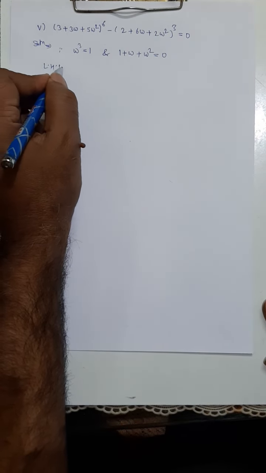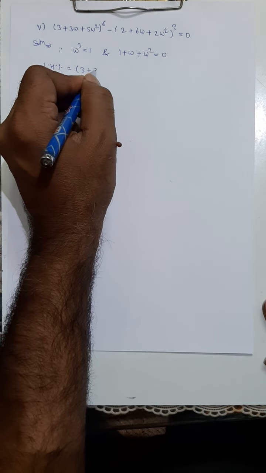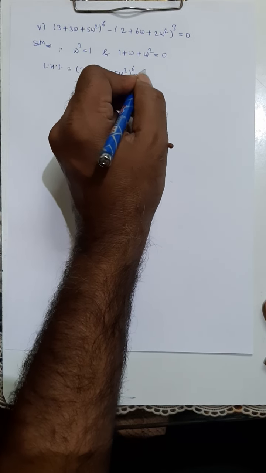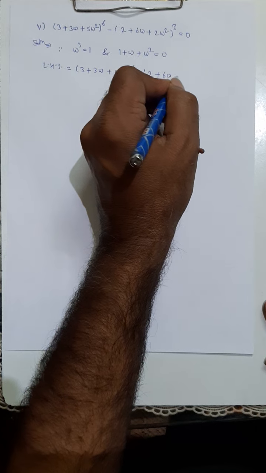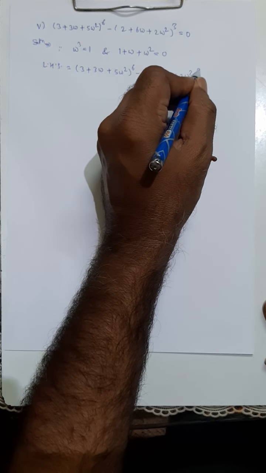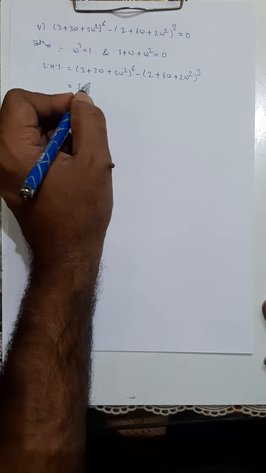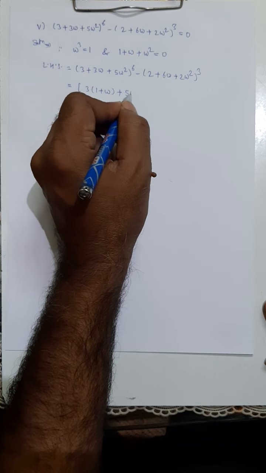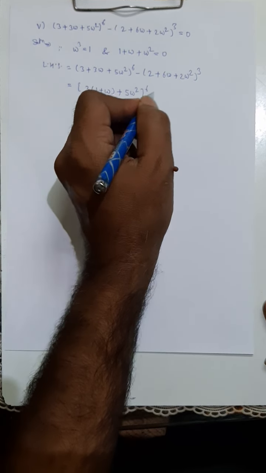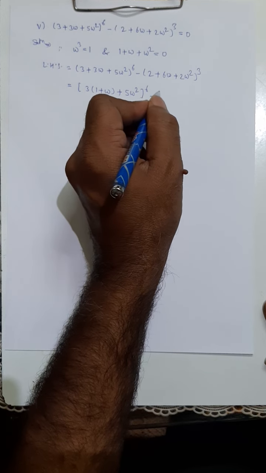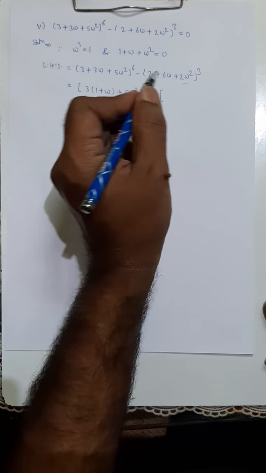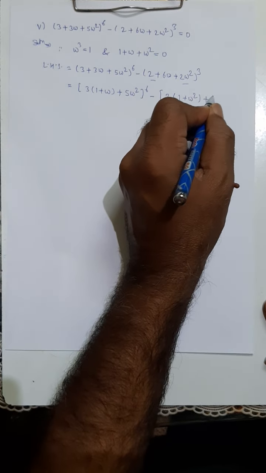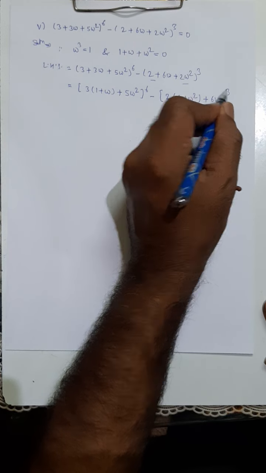Then we take LHS, (3 plus 3 omega plus 5 omega square) power 6 minus (2 plus 6 omega plus 2 omega square) whole cube. This can be written from the first two terms, take 3 common, in bracket 1 plus omega plus 5 omega square power 6 minus, in bracket we can take 2 common from first and third term, in bracket 1 plus omega square plus second term, that is 6 omega as it is, bracket power 3.